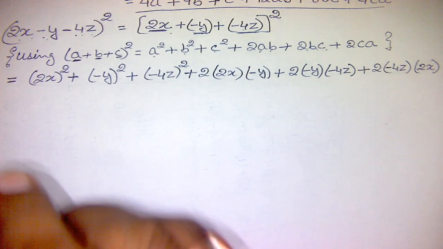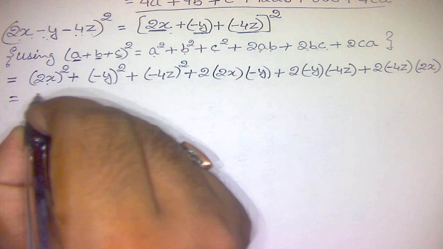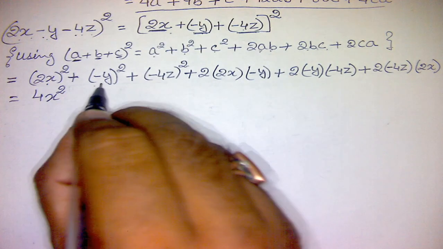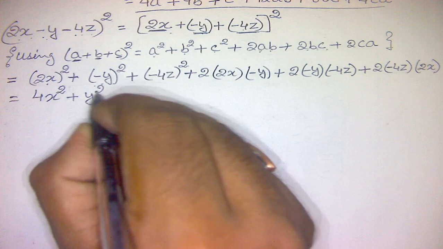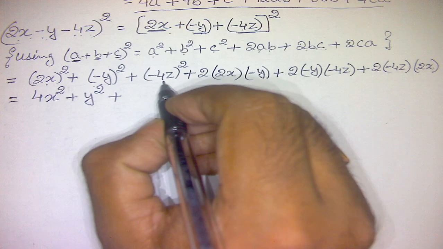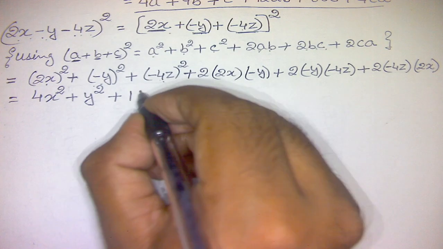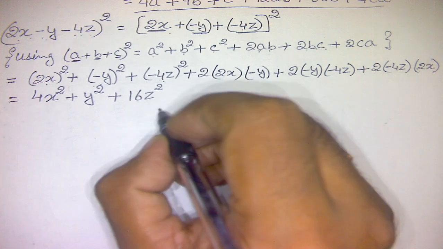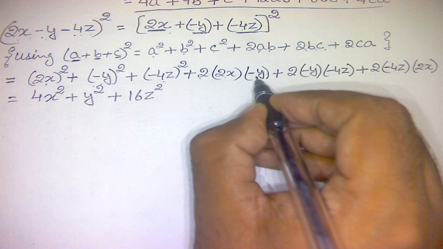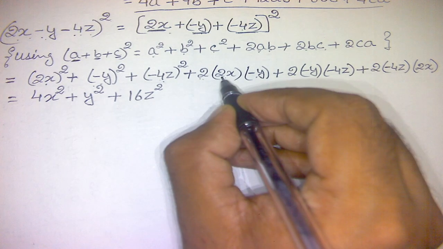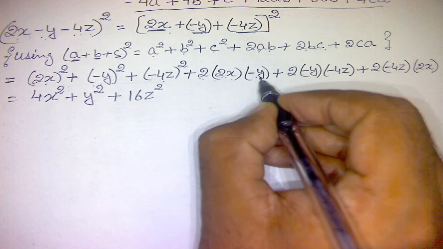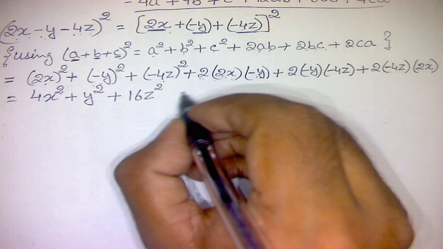So if you simplify this now, the square of 2x is 4x squared, the square of minus y is y squared, plus the square of minus 4z. Now when you take the square of minus 4z, it is 16z squared. Then 2 multiply 2x multiply minus y. Now 2 multiply 2 is 4, and 2 multiply 2x is 4x. Then 4x multiplied by minus y gives you minus 4y.